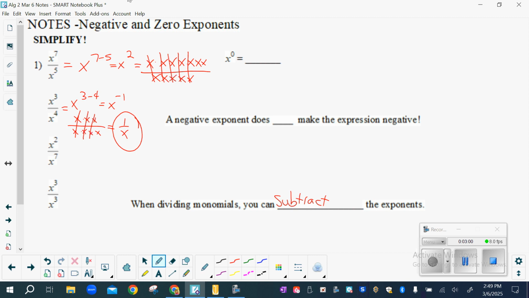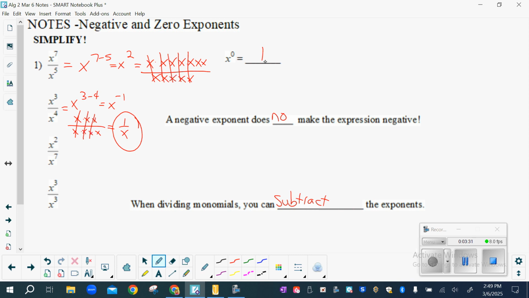So a negative exponent, does it make the expression negative? Yes or no? No. So this x to the -1, did it make this expression negative here? No, it does not. Very common mistake. Students want to say that it makes it negative. What is x to the 0 equal to? 1. We talked about this before. It is equal to 1. And I'll show you something about why that is in a moment.